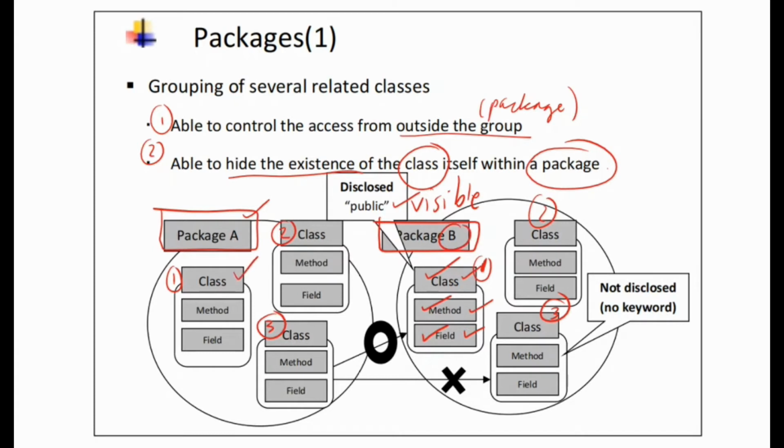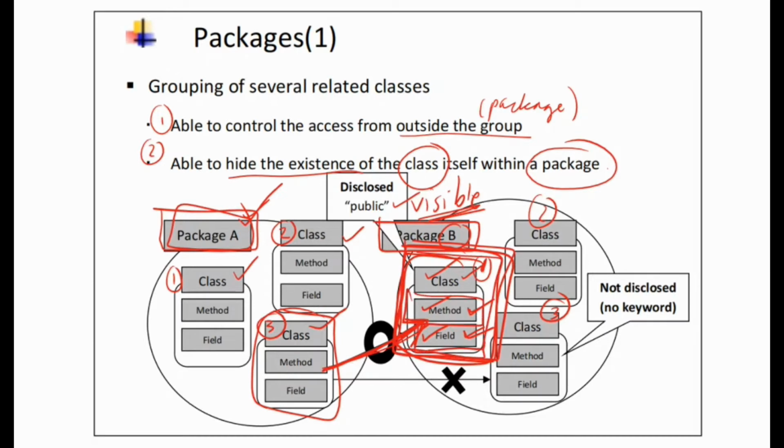Therefore, any of these three classes inside package A is able to access or see this class and all public methods and public fields of this class. Again, all public classes or public methods or fields are visible to other classes outside that package. And so this class in package A can see and can access this public class and this public methods and public fields.